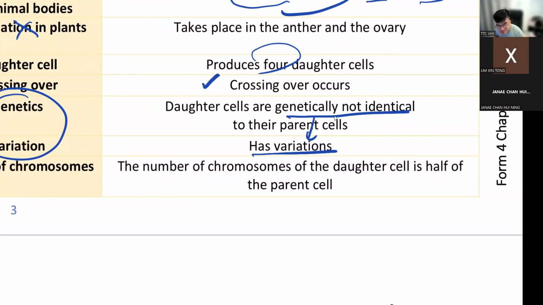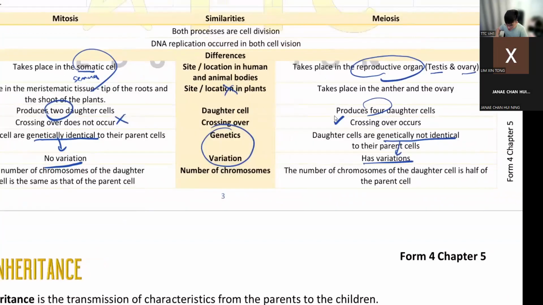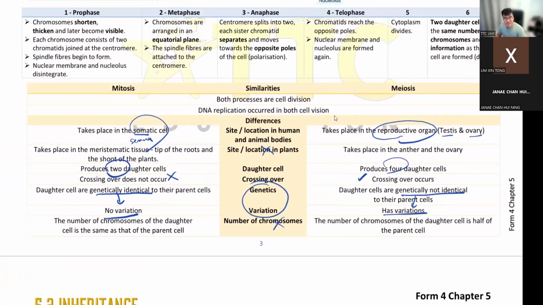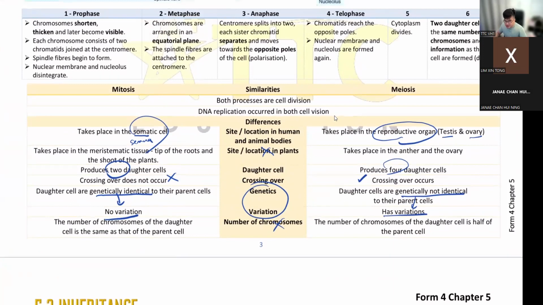Okay, I have already summarized everything for you. The number of chromosomes, you don't need to care. You just need to know one is full, one is half. Something like that. So this is the difference. I already summarized everything for you.